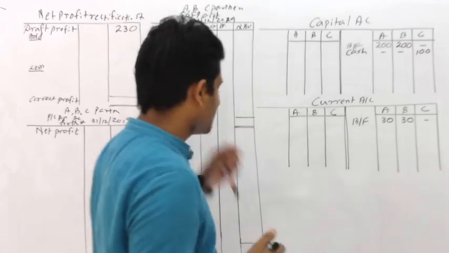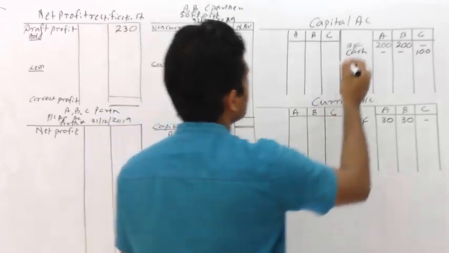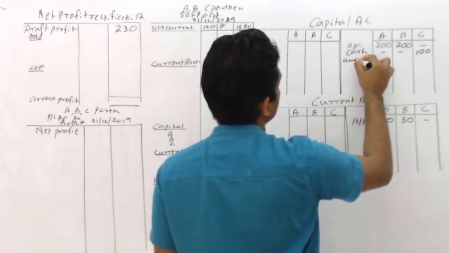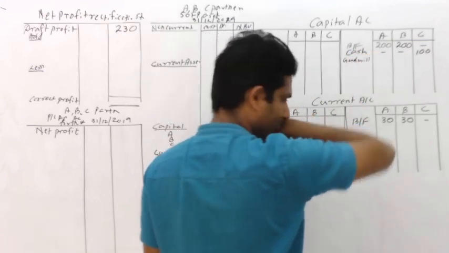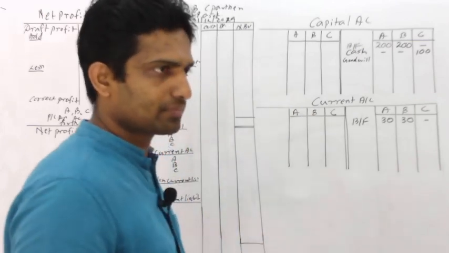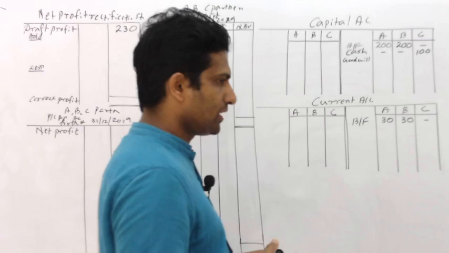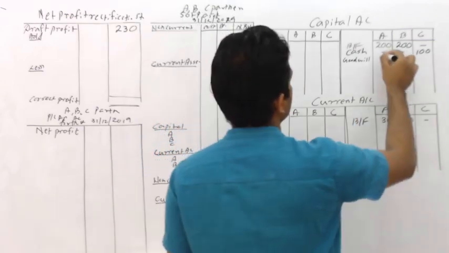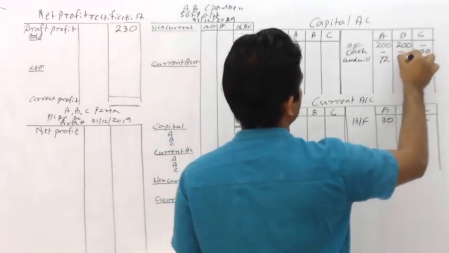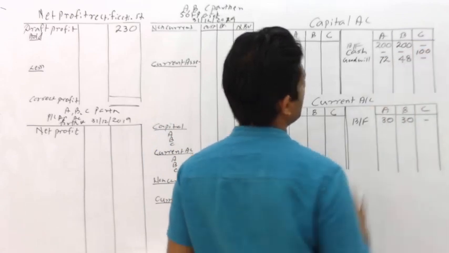120,000 should be credited here. Goodwill. That is 72 and 48, right?